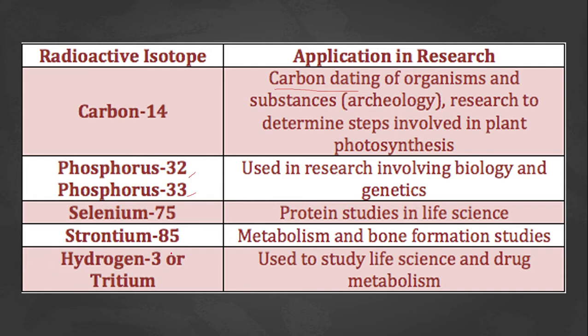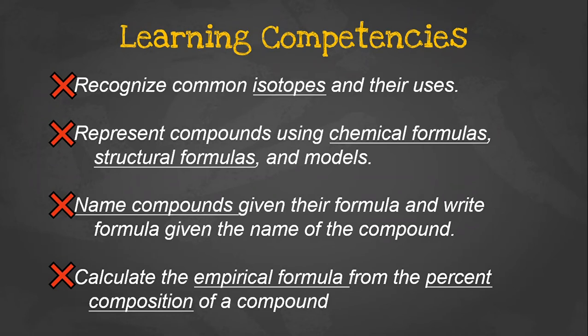So those are examples of isotopes or particularly radioisotopes that are used in different fields. So that's for the first learning competency, to recognize common isotopes and their uses. Now let's move on to the second learning competency, to represent compounds using chemical formulas, structural formulas, and models.